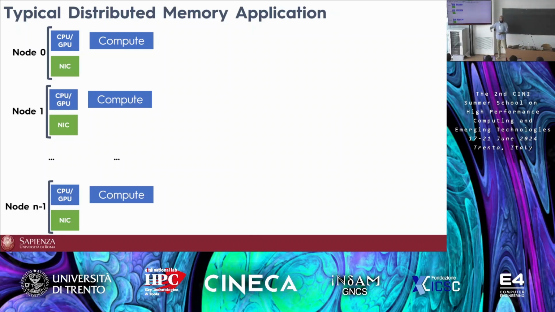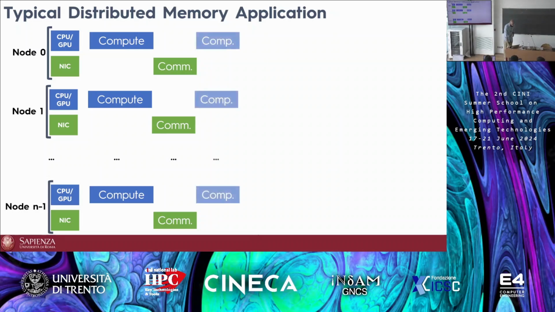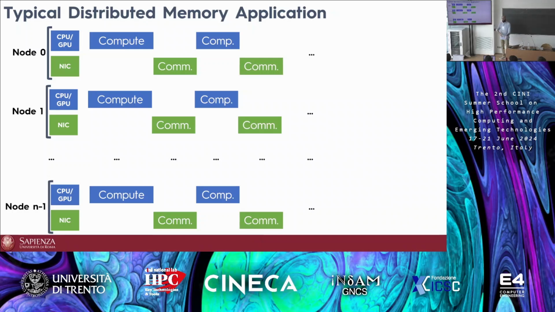Okay, so the CPU or the GPU will compute, and then at some point they need to exchange data with someone else, to update the results or to get some information that they don't have locally. So they will do some communication, and this communication will happen on the NIC. The NIC will encapsulate the packets, send that over the network, and so on. And you keep doing this in several phases. So you alternate computation phases with communication phases, and this goes over and over.